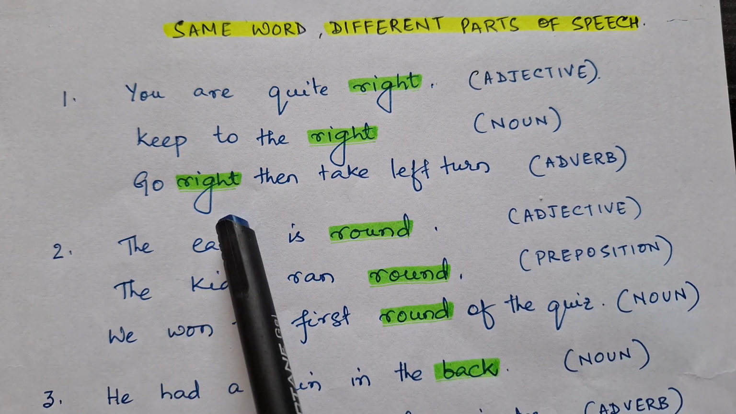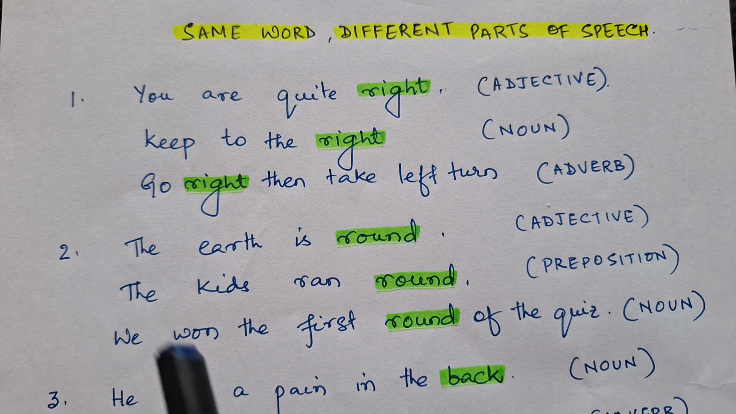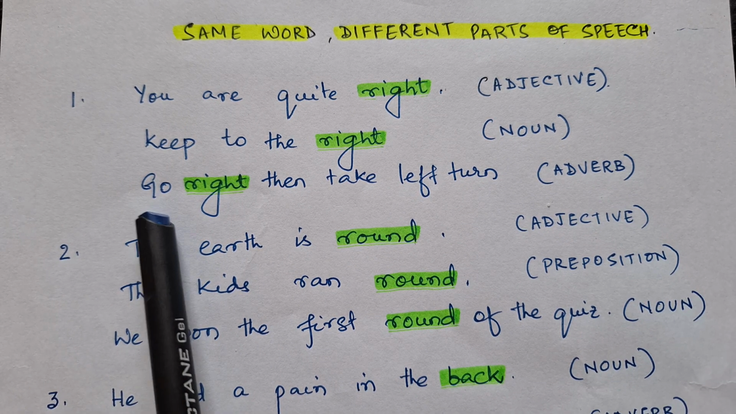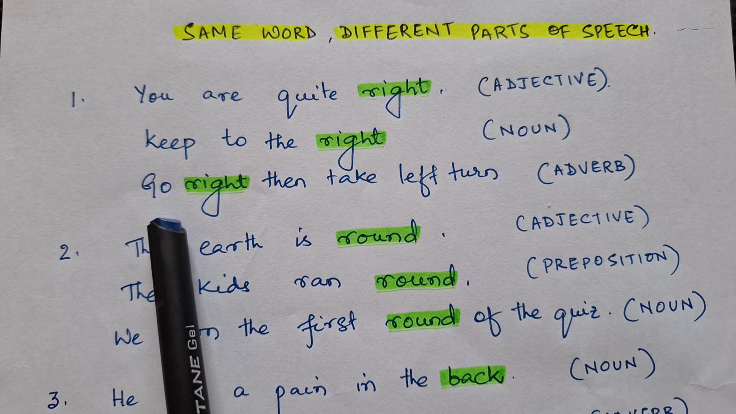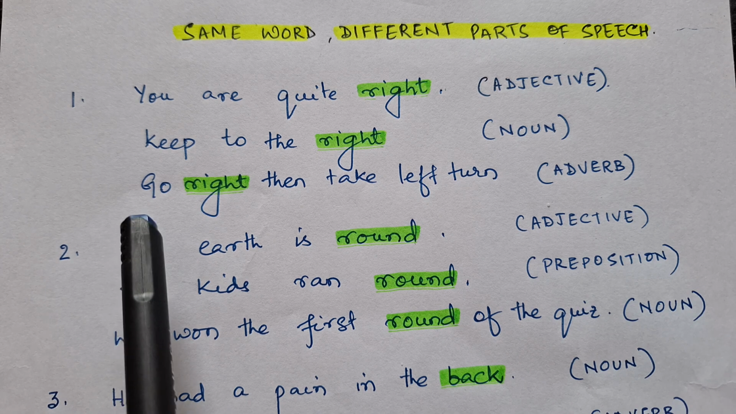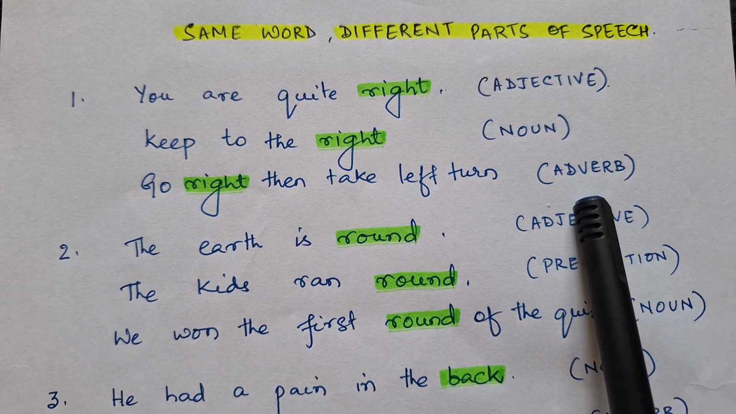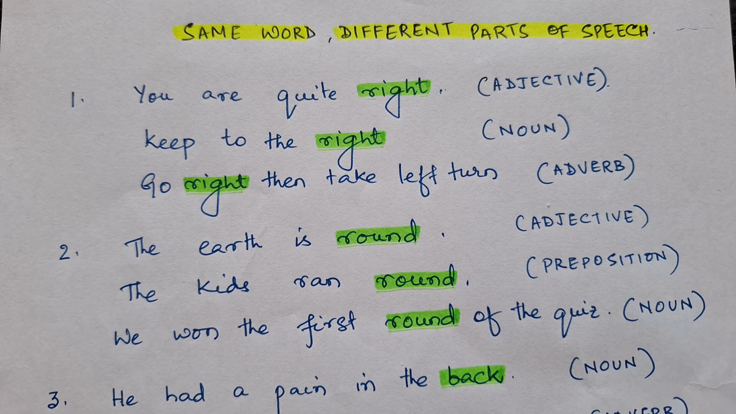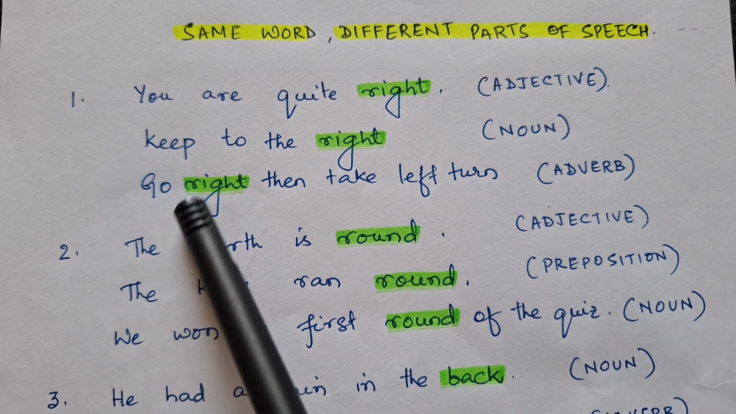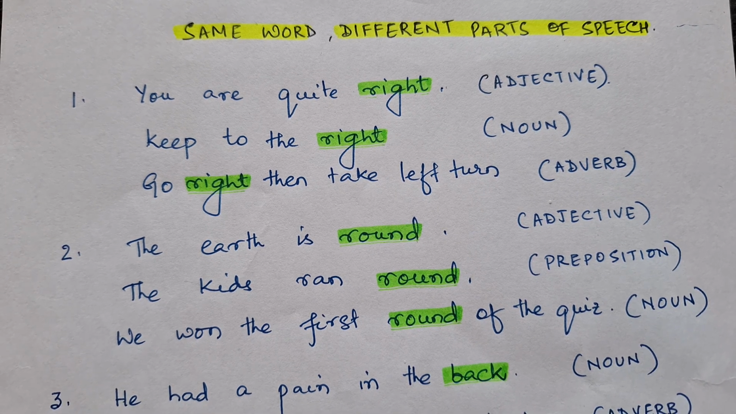Next, go right, then take left turn. Now we are saying over here, what is the verb? Verb is go. So first identify the verb go, and what is the word which is modifying or explaining further the verb go? It is your word right. So your right is used as an adverb. As we know, adverbs are those words which modify your verbs. Modify means give more meaning to or clarity to.